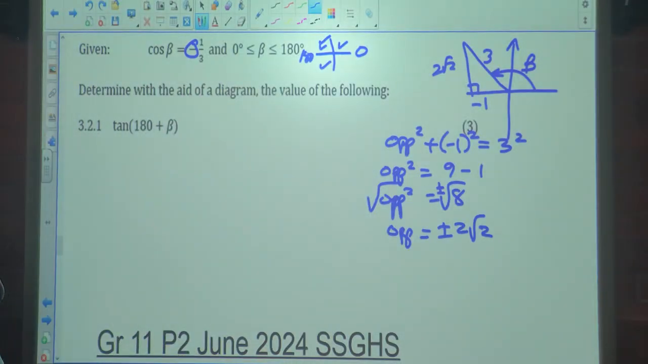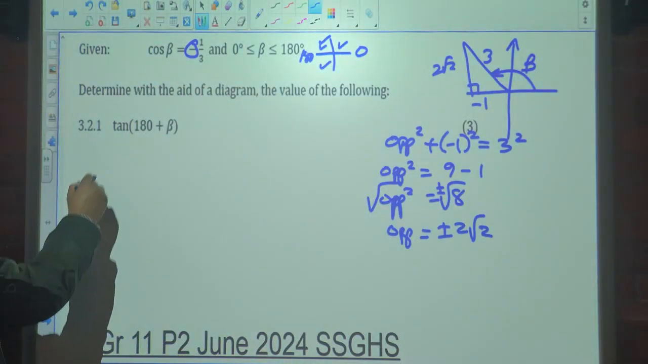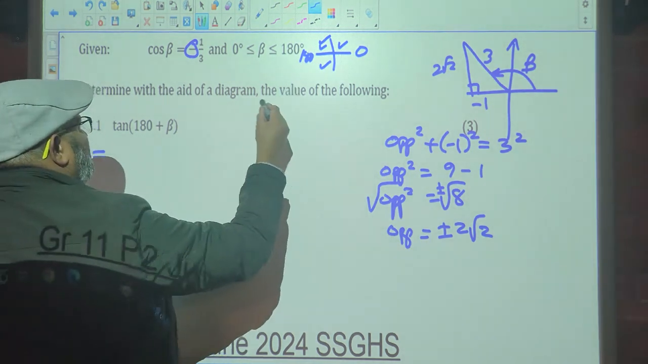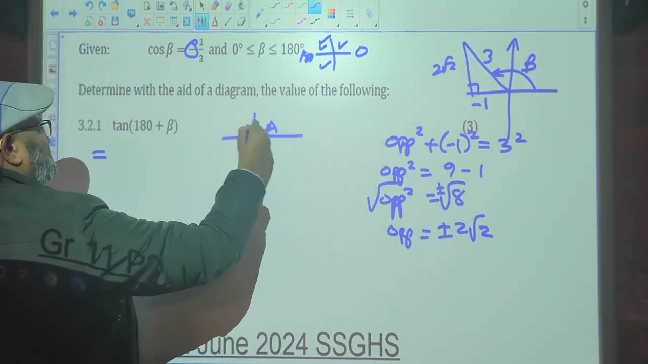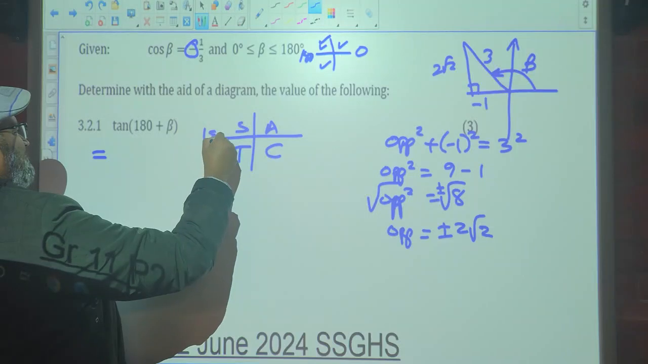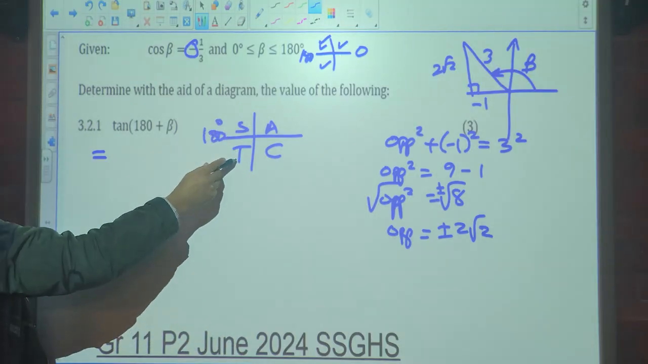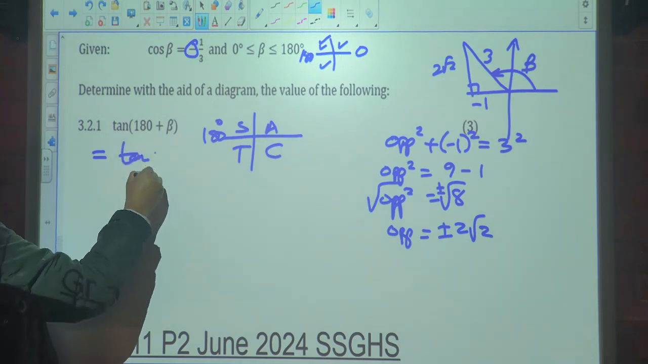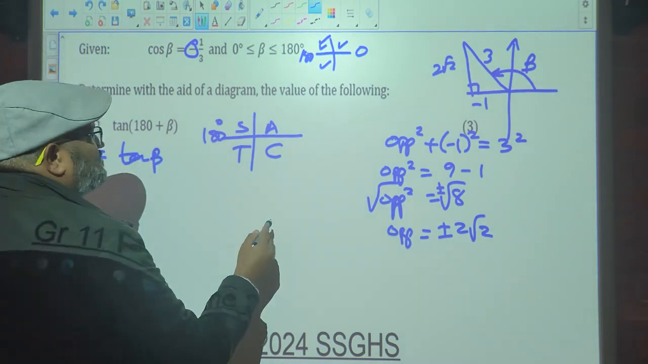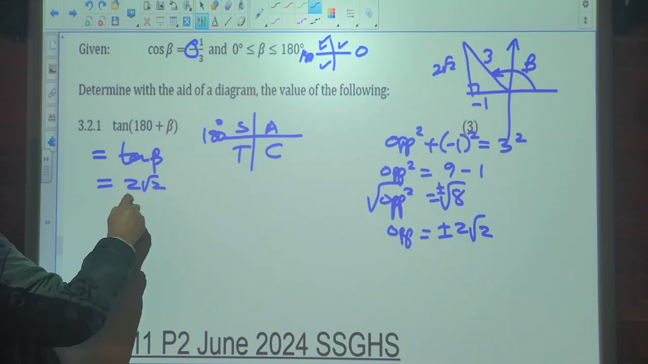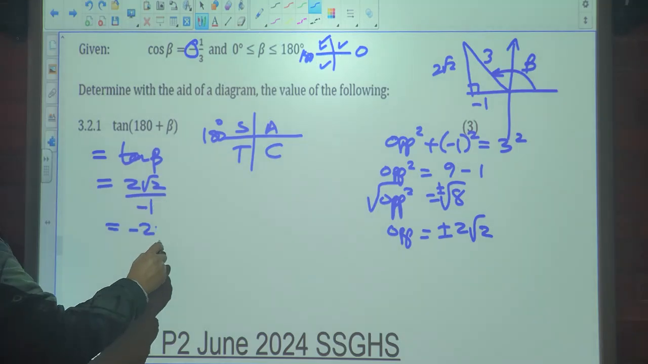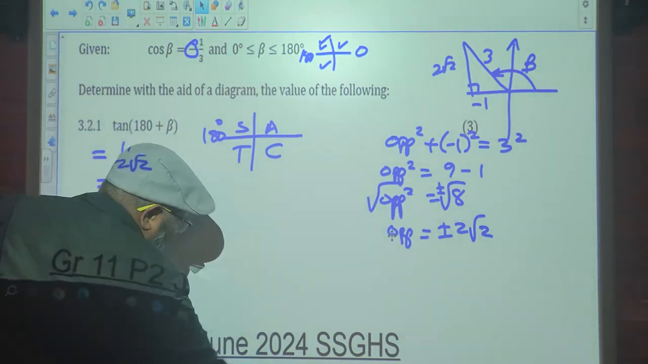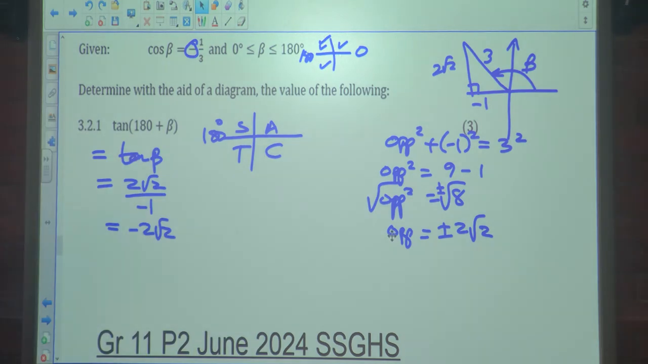Okay, so the question says determine with the aid of the diagram the value of the following. So 180 plus takes you to quadrant 3. Is tan positive or negative? Positive. So tan beta is opposite, which is 2 root 2, over adjacent, which is negative 1. Negative 2 root 2 is the answer they're looking for there.